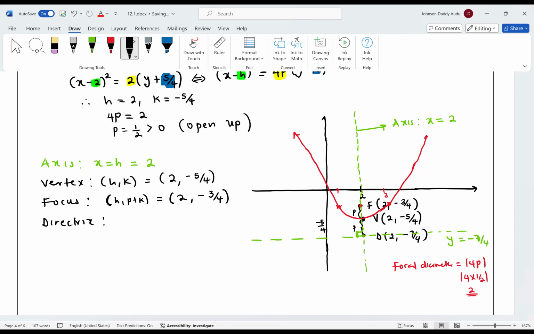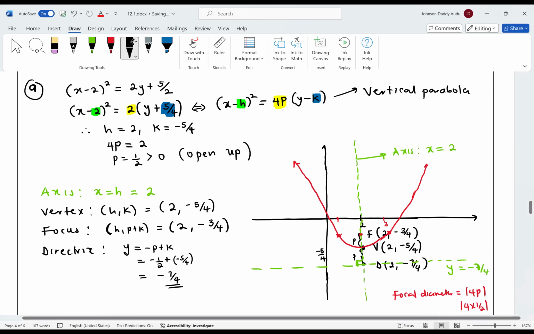So here we will have the directrix is just the line y. By formula, it's going to be minus p plus k, right? And this is nothing but minus 1/2 plus minus 5/4. And this is nothing but minus 7/4, which is the same thing as what we got here from the book. All right. So I think we're done with the first one.